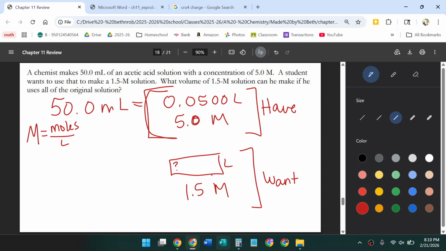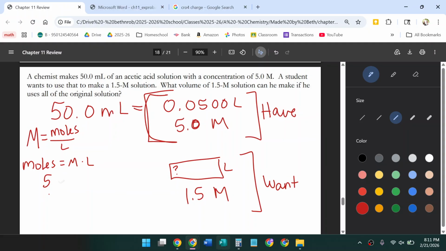The thing that we don't know is how many moles of acetic acid is in this 50 milliliters that we have, this concentrated solution. So if we take our moles, M times L, so we take the 5.0, my pen stopped writing. What on earth? Okay, I'm going to have to use my finger. It's going to be less pretty.